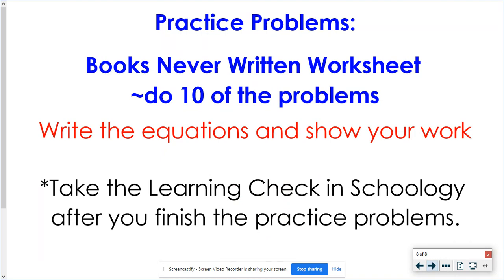Today's worksheet, just like yesterday, has more problems than what you need to do. So I'm going to ask you to do 10 of the problems from the Books Never Written worksheet. The answer key is there, just like the last lesson. I have the equations and I have the answers, but I didn't have space to reasonably show my work so you could check it or that you'd be able to read it. So if you have any troubles with solving the equations, let me know and I'm happy to help you. But go ahead and do 10 of the problems.